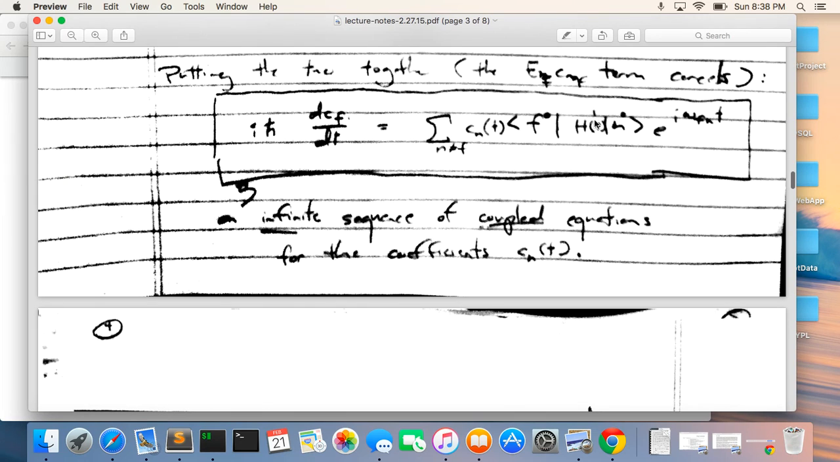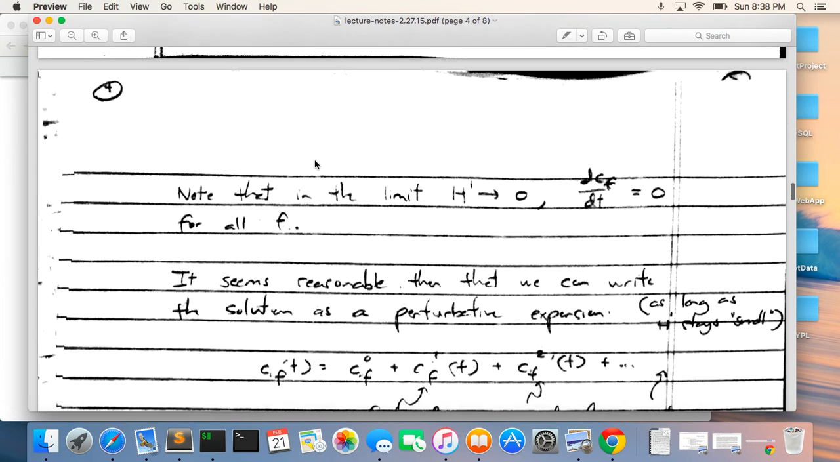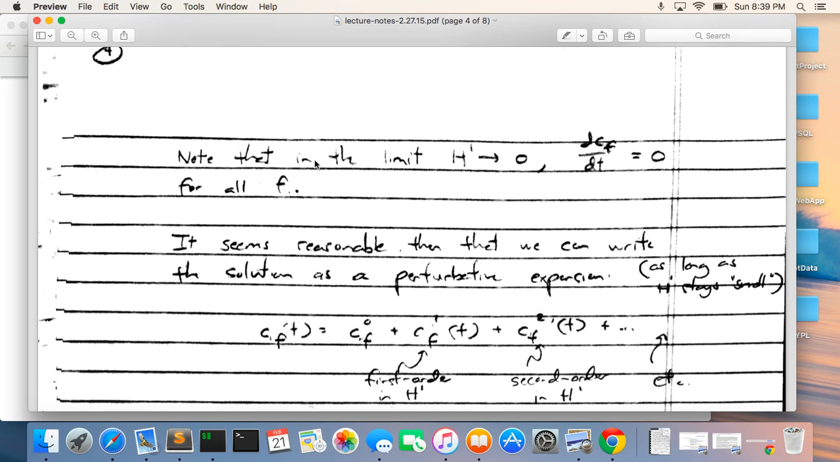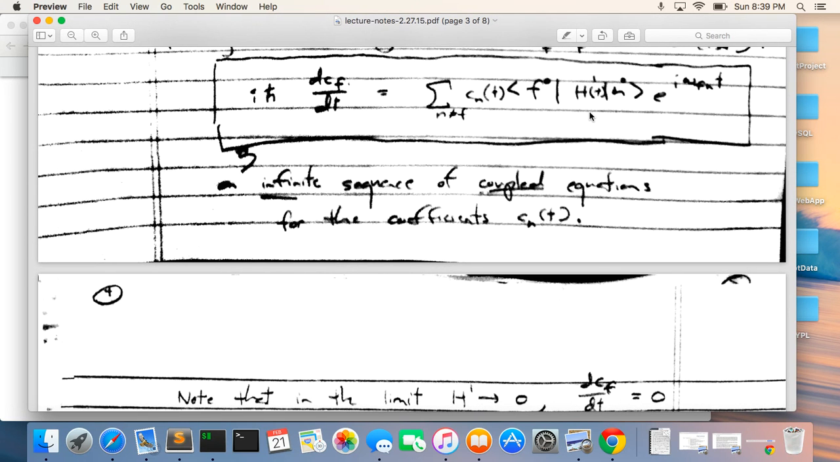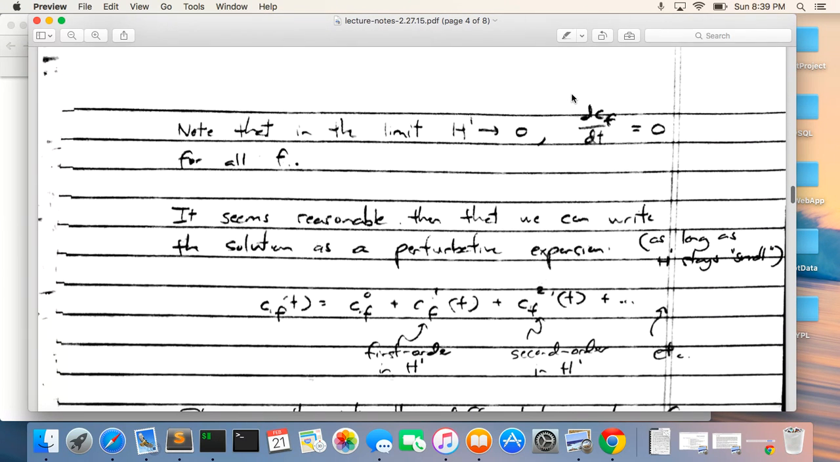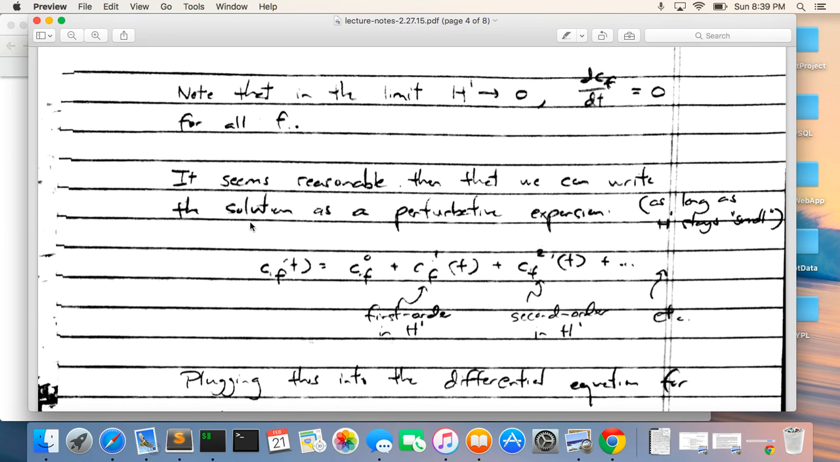Okay, but the thing you do note is that as h1 goes to 0, so as we turn the perturbation off, we find that this derivative has to vanish for all coefficients. Okay. So what we're going to do is we're going to assume that this guy is small. So if the perturbation Hamiltonian is small, then we can hope that we can look for perturbative solutions, right? And if we're interested in solving for these coefficients, we can look for perturbative expansions for these coefficients.